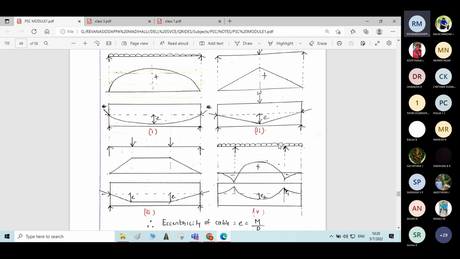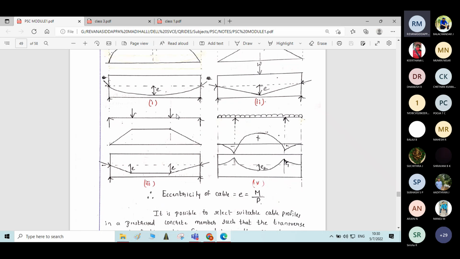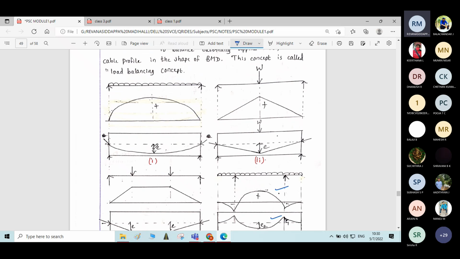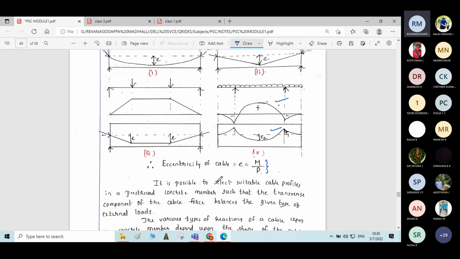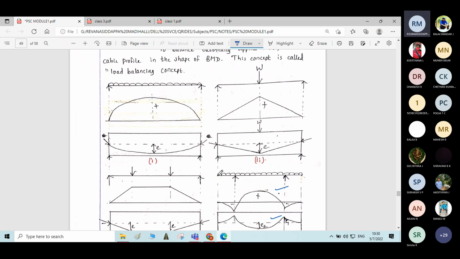Similarly, here you can see one more beam, a continuous beam with two simple supports in between. This is the nature of the bending moment diagram, and this is the nature of the cable profile provided. And this eccentricity will be equal to e is equal to M by P, the moment at this particular point at the center divided by the pre-stressing force. It will give what should be the exact eccentricity at these points. Okay, this is the load balancing concept.